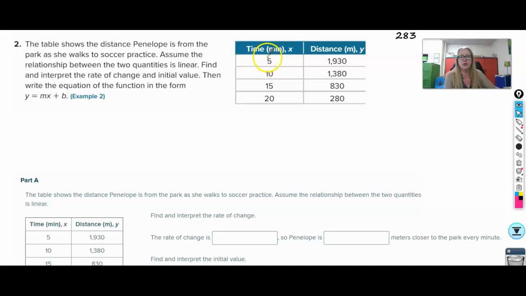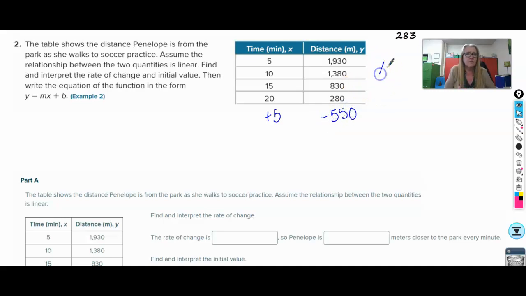First of all, I'm going for a slope here, or a rate of change. From here to here is an increase of 5, increase by 5, increase by 5. So my x is increasing by 5 each time. On the y, this is going down by, I'm going to need a calculator. I can't do that kind of math in my head, not reliably. 1930 minus 1380. So that's a decrease of 550. It's going down by 550 each time.